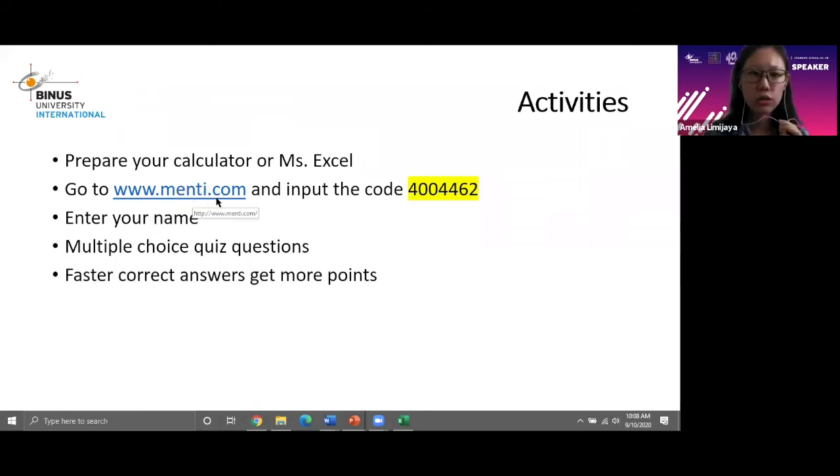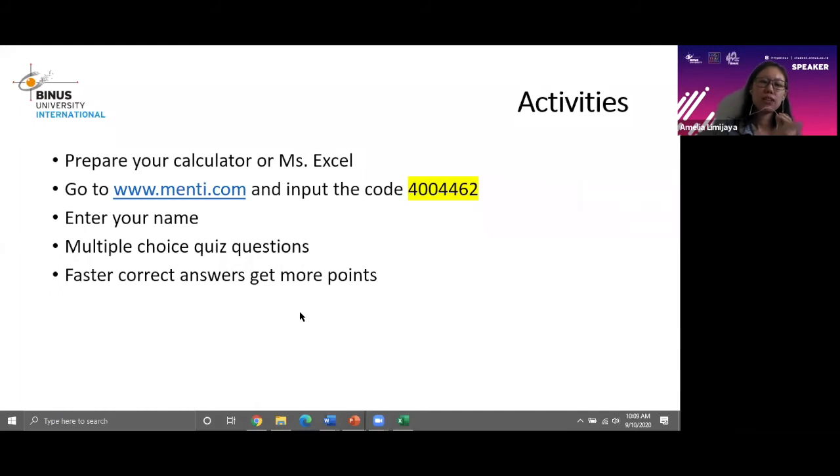Okay, menti.com, and it's asking you to input the code. Input the code, this one, 404462. Okay, menti.com, input the code 404462. And then you need to enter your name. Yeah, enter your name, and then just wait until I start.